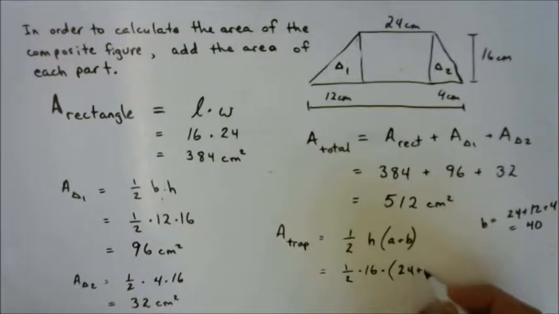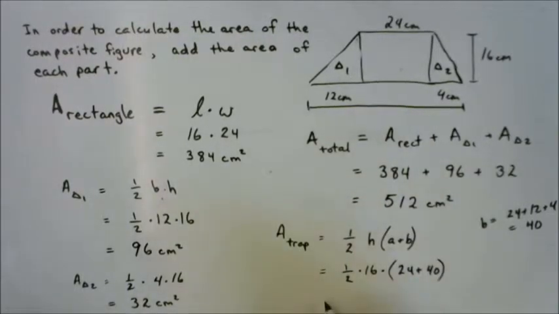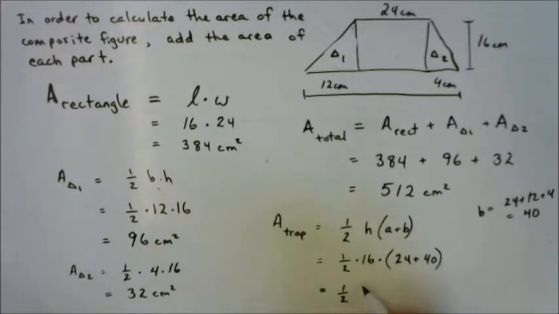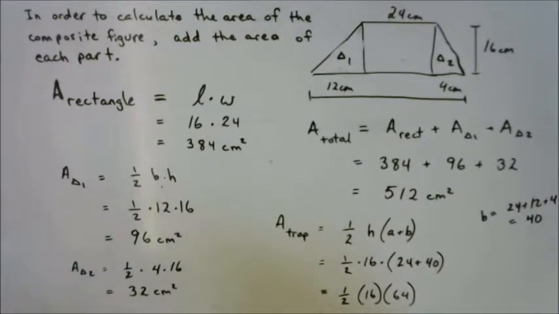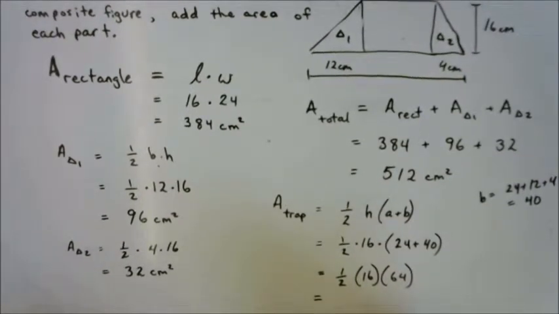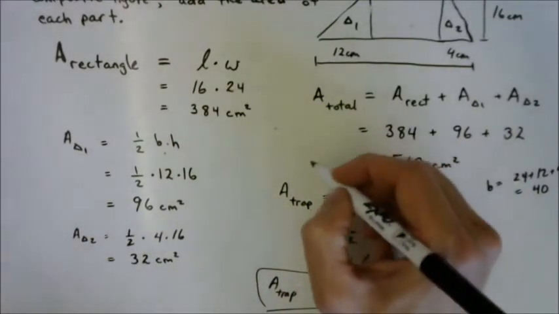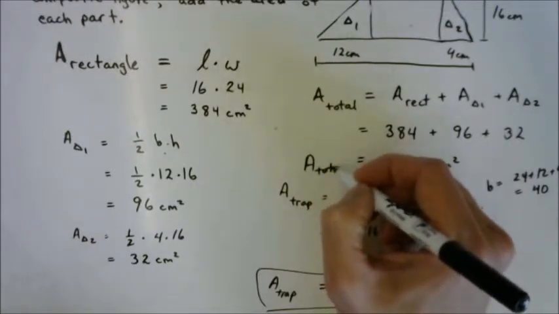Okay, so let's sub those in. A is 24 plus B, which is 40. And now again, we're just using BEDMAS. What do I have to calculate first? Brackets. I need to take care of my brackets first. So I've got 1/2 times 16 times 64. Chuck that in the calculator, 64, and you end up with, oh, divide by 2. 512, and our units are centimeters squared. Alright, so the area of the trapezoid is 512 centimeters squared, and of course that's the same as the area that we got the other way.